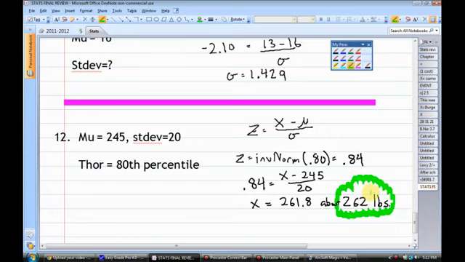When you say approximately normally distributed, then should we say the x value is approximate? Yeah, you should. Okay.